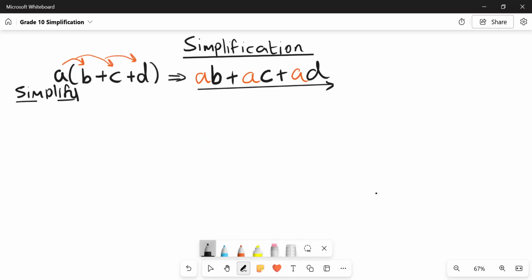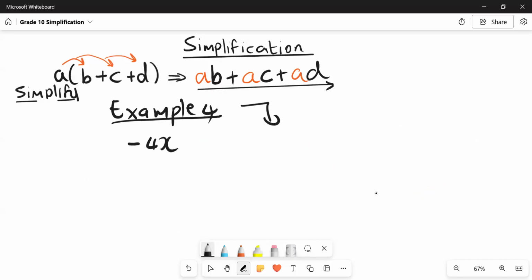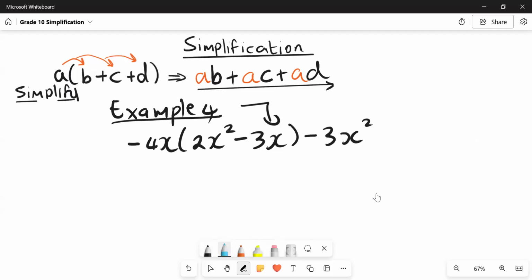Now let's move to example 4. For example 4, we are given something like this. We have minus 4x, open bracket, 2x squared, minus 3x, close bracket, minus 3x squared. Now, before you confuse yourself, please get rid of the bracket by distributing, right?